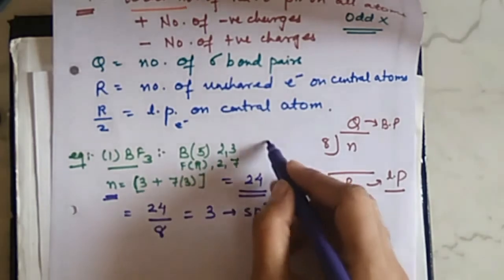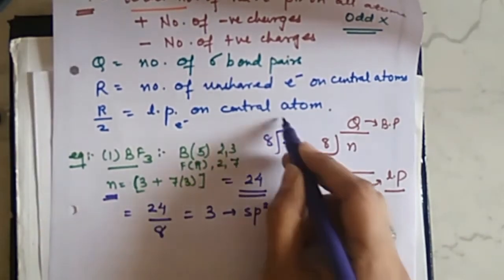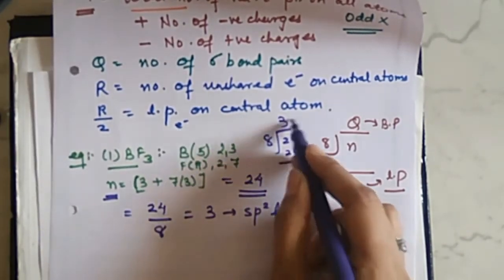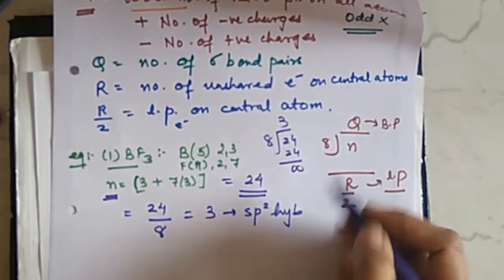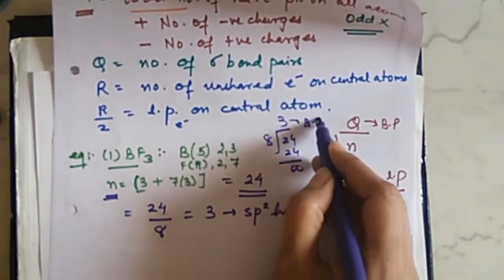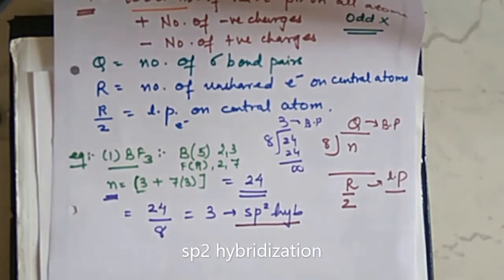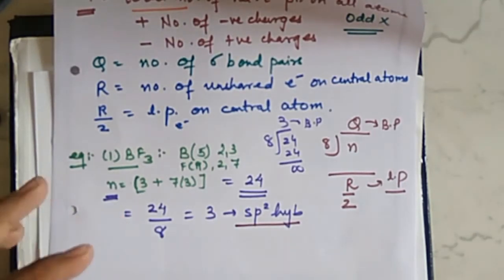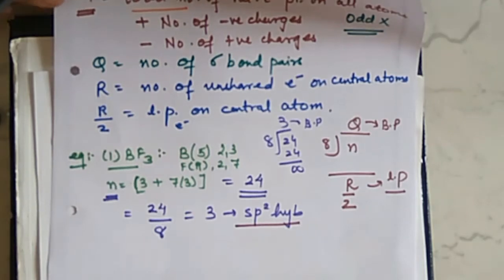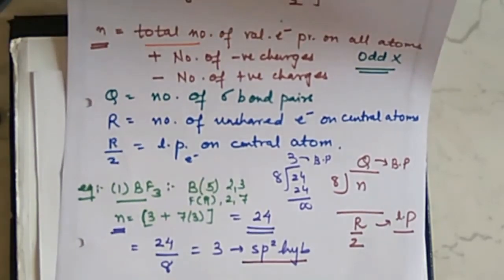8 threes are 24. It gives only the quotient, and the remainder is 0. So 3 is the number of bond pairs, so it is sp2 hybridization, and the geometry or shape is the same, that is trigonal planar. Let us take one more example which has a lone pair present.